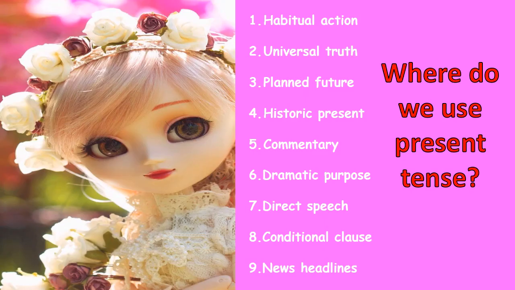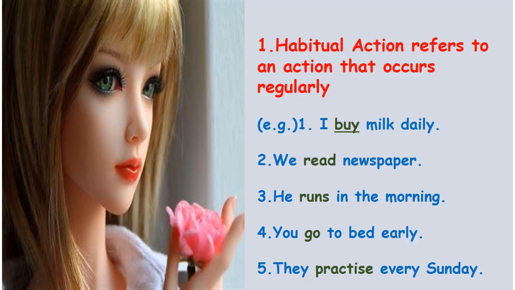Where do we use the present tense? There are 9 places for present tense: habitual action, universal truth, planned future, historic present, commentary, dramatic purpose, direct speech, conditional clause, news headlines. The first one is habitual action. What is a habitual action? Habitual action refers to an action that occurs regularly.